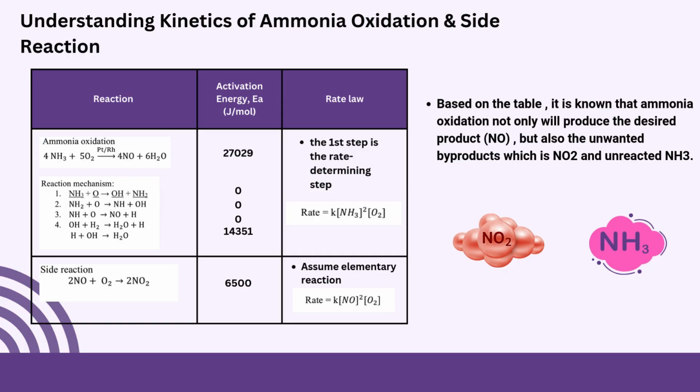Let's start with the reaction process. In ammonia oxidation, the reaction mechanism, as described in a paper by Kang in the year 2000, involves multiple steps. We focus on the first step, which requires the highest activation energy, making it the rate-determining step. The side reaction, which directly forms NO2 without intermediary steps, is also considered. These mechanisms are crucial for simulating the process accurately.